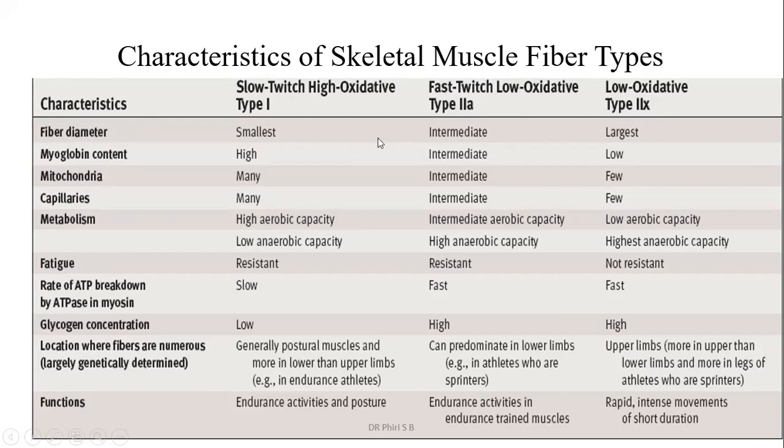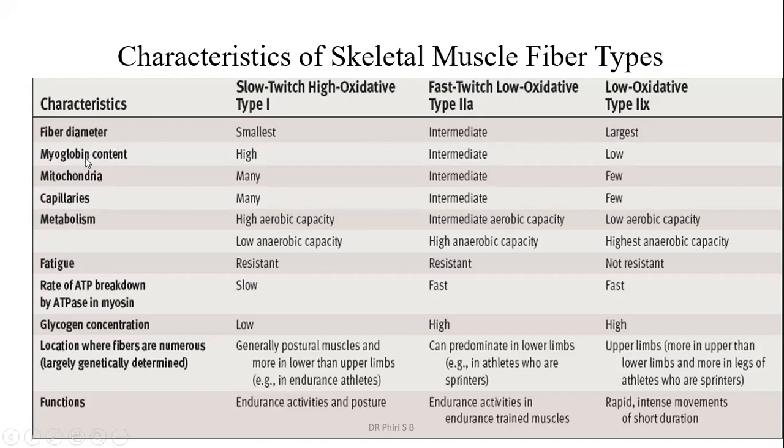In terms of size, the slow twitch are the smallest. Then the fast twitch type 2A are intermediate, because they are in between the slow twitch and the fast twitch in terms of size. The type 2B are the largest. So in terms of force of contraction, the type 2B will generate a greater force of contraction.